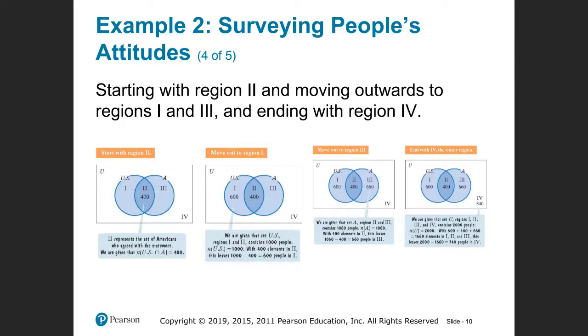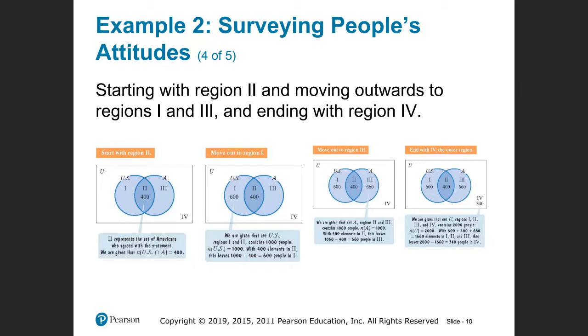We're going to move outwards then to regions 2 and 3, and we're going to end with region 4. So 2 represents a set of Americans who agreed with the statement. We're given that the cardinality of the U.S. intersect agree, or A, is 400. So we can fill in the dark blue part as 400.